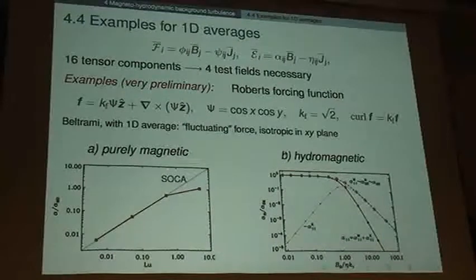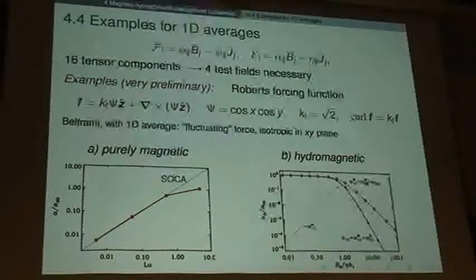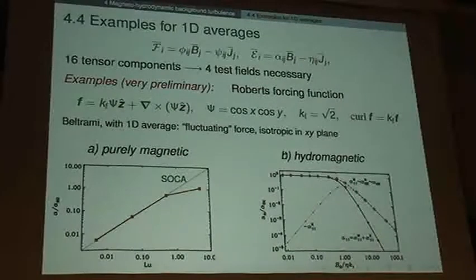And here are compared the Sokka results for this case with the results of the test field method. And remember, this is purely magnetic background turbulence, so a case which is usually not considered. No hydrodynamic background turbulence, only magnetic background turbulence. So any velocity fluctuations come in exclusively by the action of the mean field.